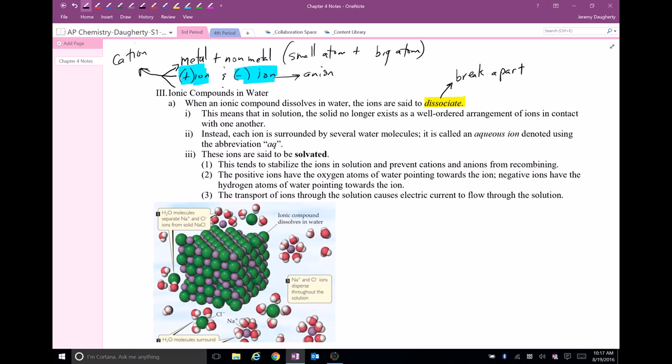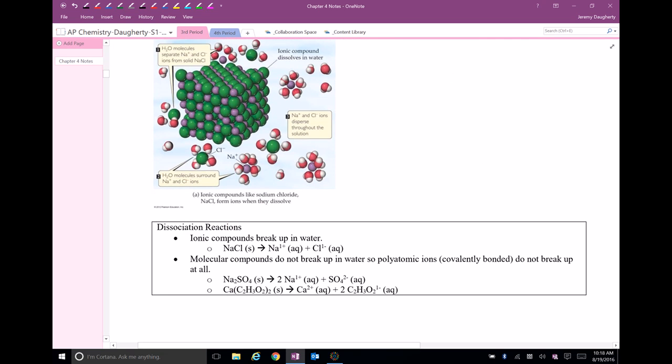Okay, so when they dissociate, they are no longer this arrangement of ions. They're no longer this three-dimensional structure of ions. They are now free-floating ions. Okay, and we have some examples down here. So let's look at these examples. So when I take sodium chloride, solid, and I throw it into water. So remember that's called a yield symbol there. If I write H2O over the yield symbol, that means that I'm putting it in water.